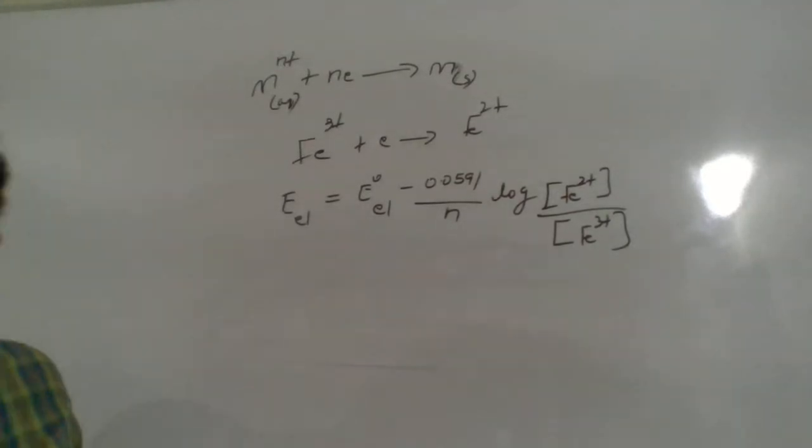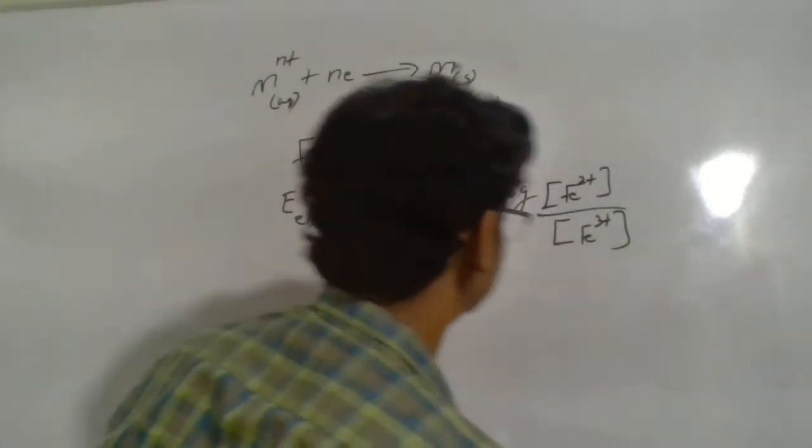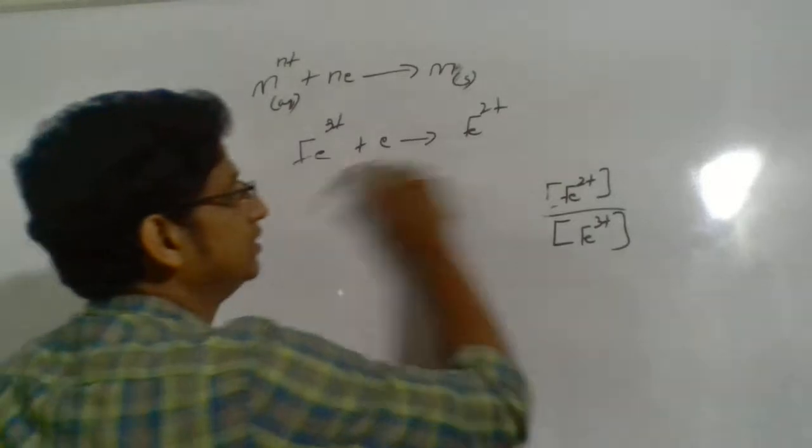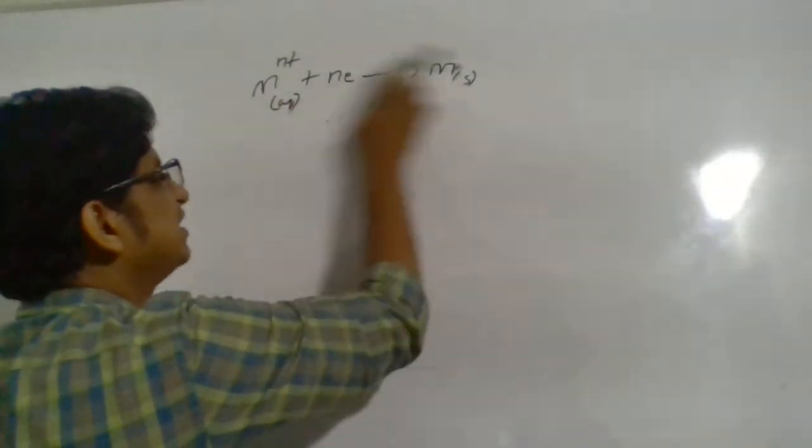Similarly, we can have a relationship with the equilibrium constant. How are the cell reaction and equilibrium constant related? So let us have an equation for that. Now before that, you have to understand a galvanic cell like the Daniel cell. Zinc is our anode and copper is our cathode.